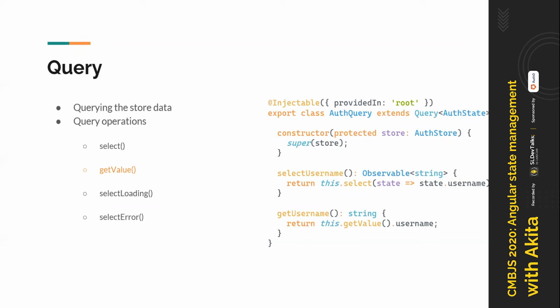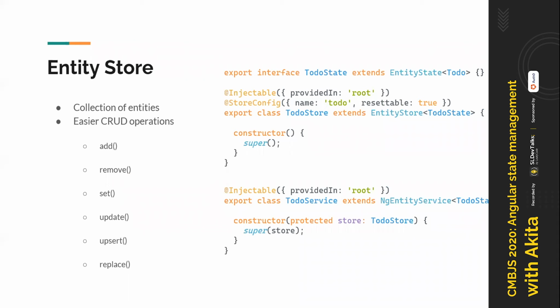And one of the special use cases in Akita store is you can create an entity store. So an entity store is a collection of entities. So you can think of this as maybe a SQL table in your database. So what it does is it makes things easier for us to use CRUD operations. So when you have a collection of entities, you can call these inbuilt methods add, remove, update. So you won't have to write them manually in your application.